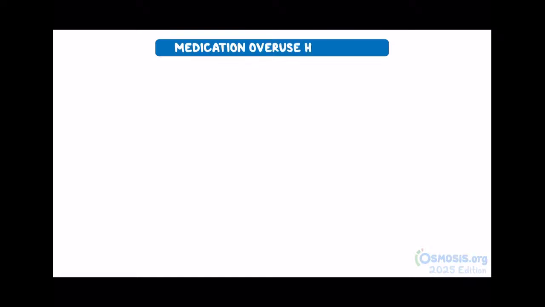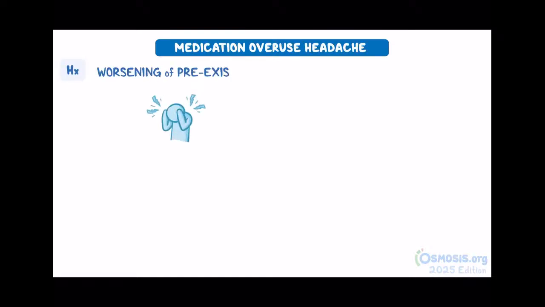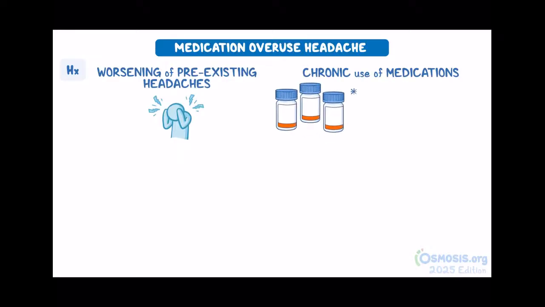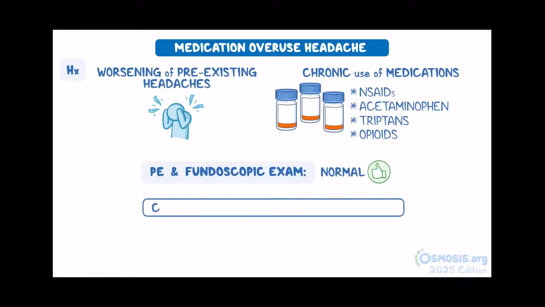Now, let's look at medication overuse headaches. In this case, your patient will report worsening of pre-existing headaches and chronic use of medications used to treat headaches, including NSAIDs, acetaminophen, triptans, and opioids. Patients usually report that the medications are becoming less effective, meaning they have to take more medicine to get any relief. If the physical exam and fundoscopy are normal, consider a medication overuse headache and assess the criteria for diagnosis.